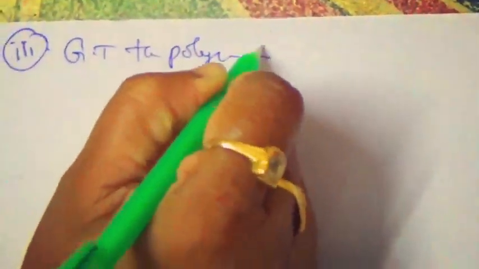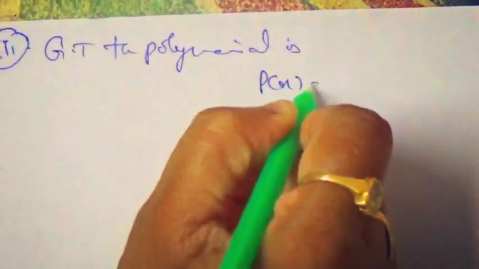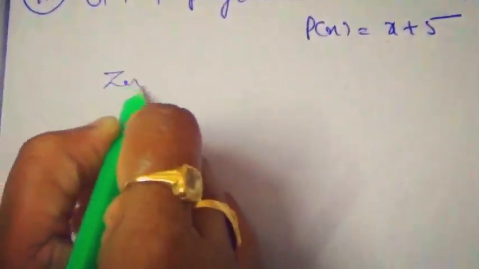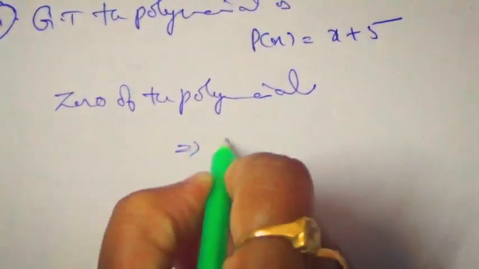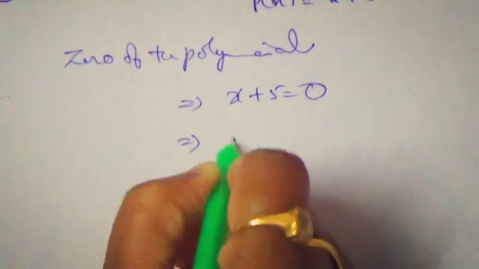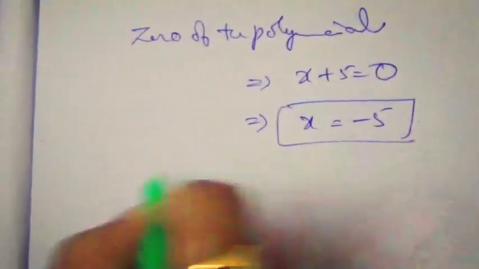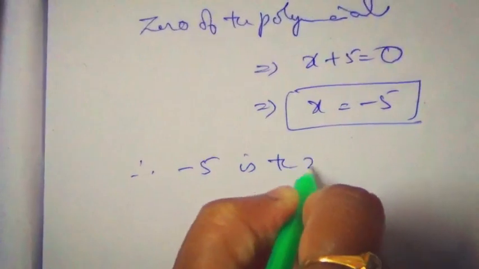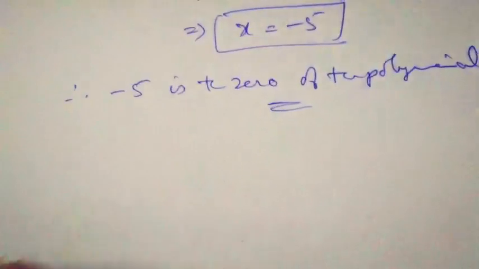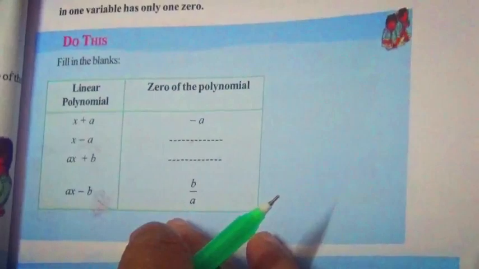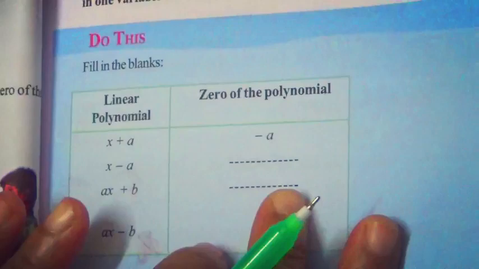So given that the polynomial is p of x is equal to x plus 5. Zero of the polynomial, that implies x plus 5 is equal to 0. That implies x is equal to minus 5. That's it. Therefore, minus 5 is the zero of the polynomial. Look here. So after finishing this, try this. After completion of this example 3, we have, look here. So do this. In the textbook itself, you can do this.